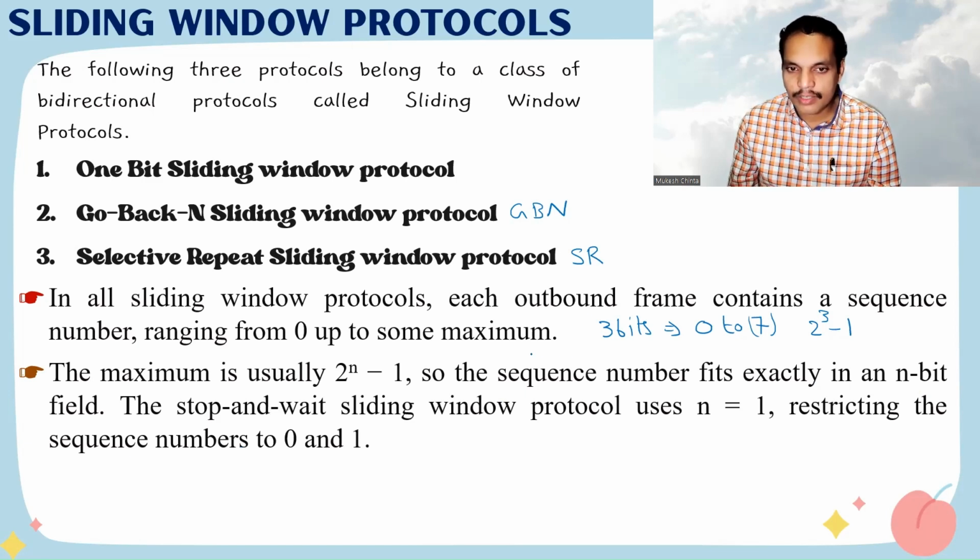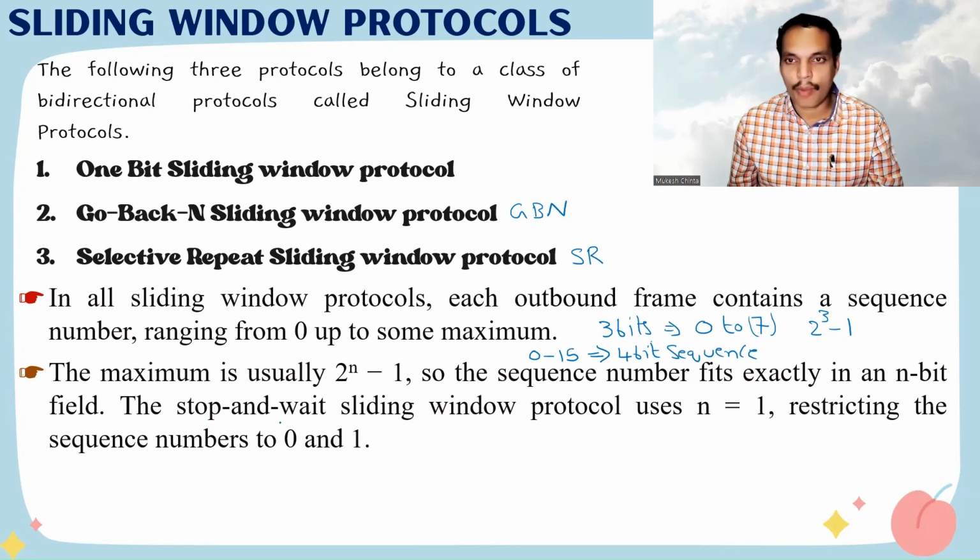So if I say that the maximum sequence number I'm going to take is 15, that implies that a 4-bit sequence number is used. You have to understand it in such a way, okay? The maximum is usually 2 power n minus 1, where n stands for the number of bits in your sequence number.